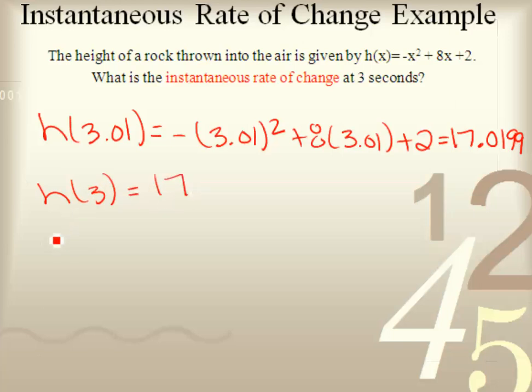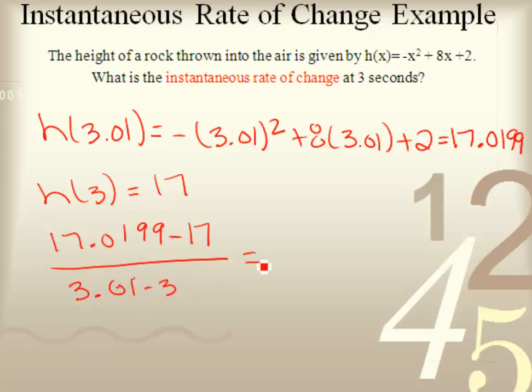So we can take 17.0199 minus 17, divide that by our change in time, which is 3.01 minus 3. That means we have 0.0199 divided by 0.01. That means at this point in time, our average rate of change is 1.99 feet per second.